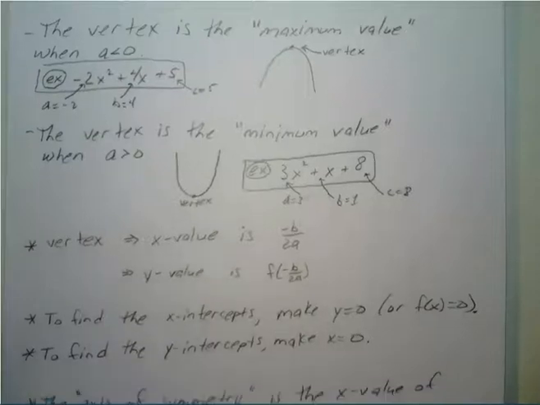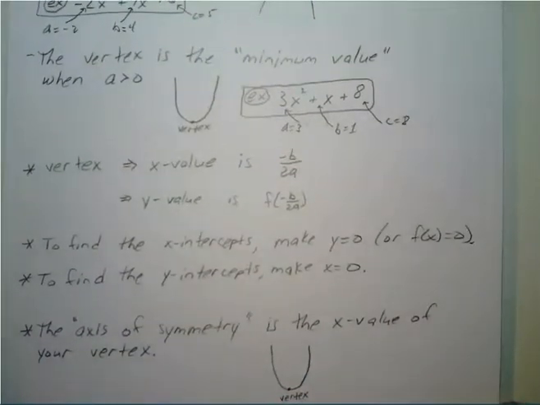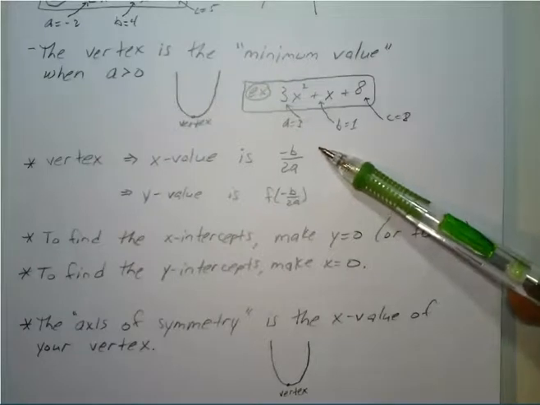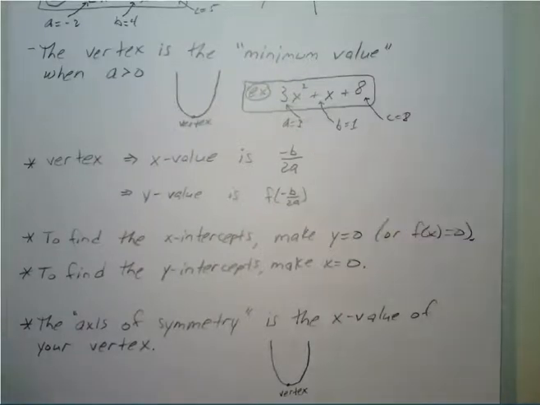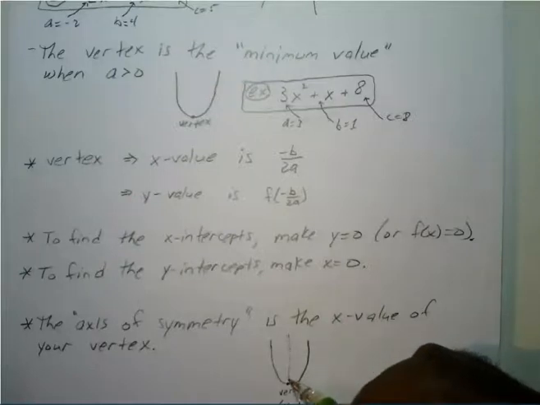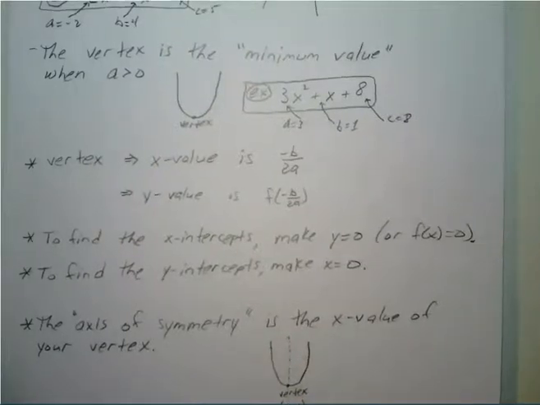We have one more term, and that's called the axis of symmetry. The axis of symmetry is literally just the x value of your vertex. So if you solve for your vertex, that gives you your axis of symmetry. That's because if you have your vertex at point x, y, and you chop your parabola right down the middle, there should be a mirror image on each side. It should be symmetric on both sides. That's why it's called the axis of symmetry.